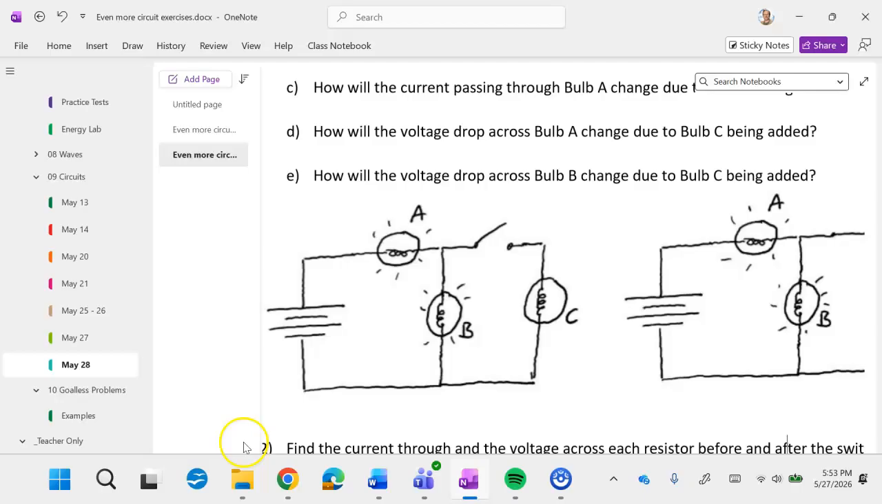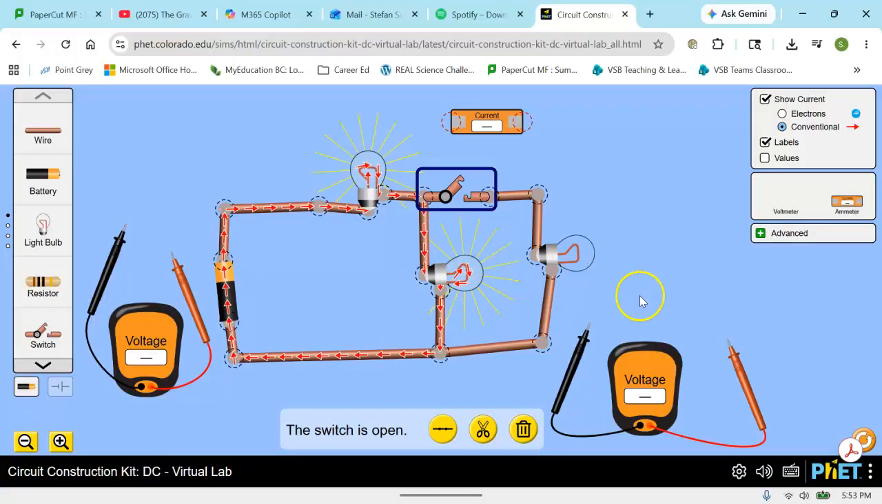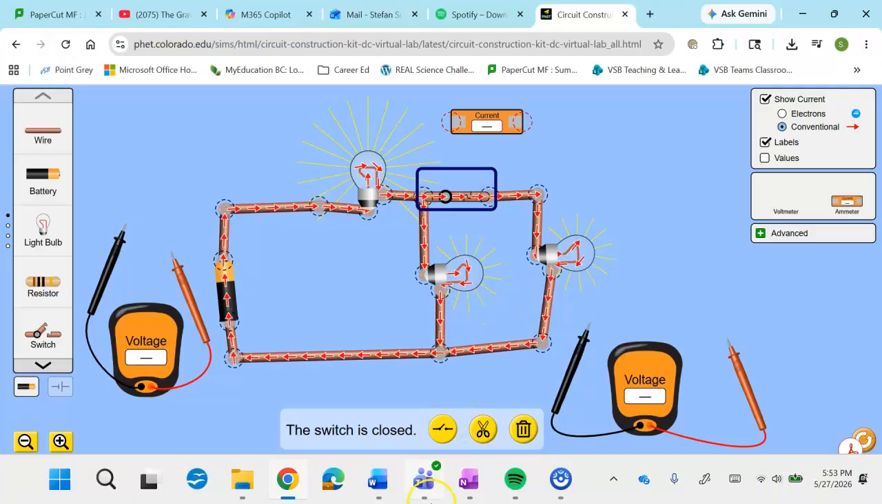I have a simulation of this circuit constructed in this PhET lab here. And you can see here are 2 light bulbs. The switch is open. So these 2 bulbs, right now they're equal brightness. What happens when I close the switch? Observe what happens to bulb A and B. When I close the switch, did you see A got brighter and B got dimmer? Open, closed. Let's explain why bulb A gets brighter and bulb B gets dimmer.